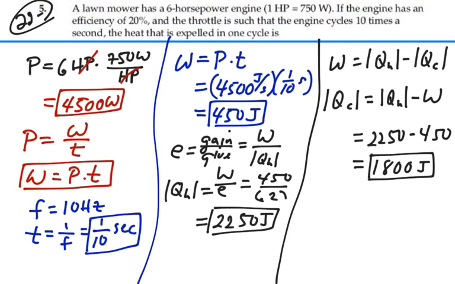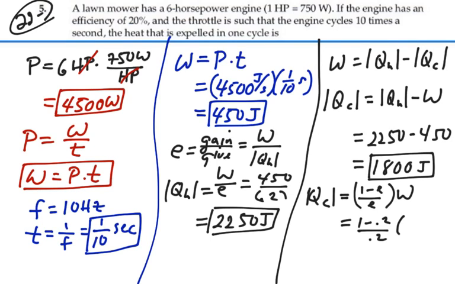Note that we could have gotten this somewhat more directly if we say that the heat exchange to the cold reservoir is equal to 1 minus the efficiency over the efficiency times the work. And that would be equal to 1 minus 0.2 divided by 0.2 times the work, which was 450. And 1 minus 0.2 would be 0.8 divided by 0.2 would be 4. 4 times 450 will give us 1,800 joules. So that would be another way to come up with the heat expelled to the cold reservoir, 1,800 joules.